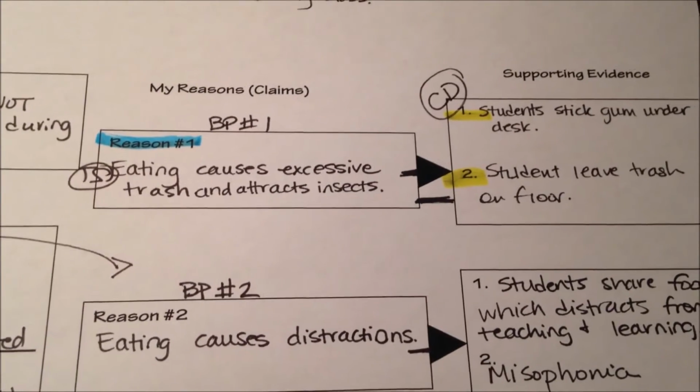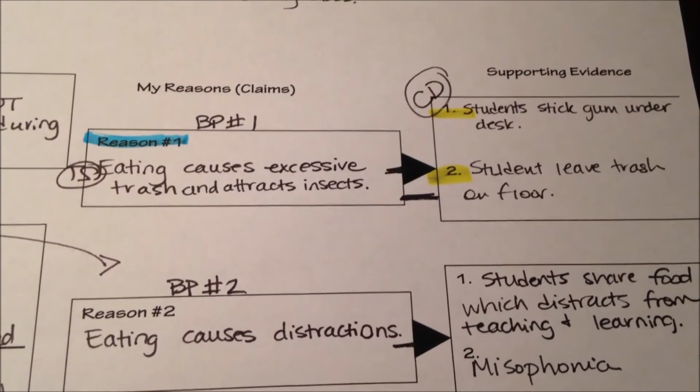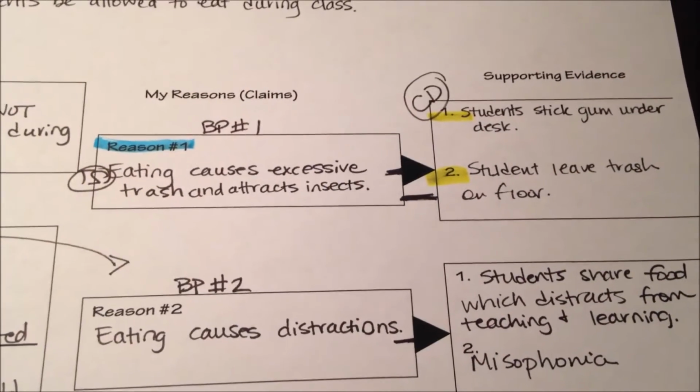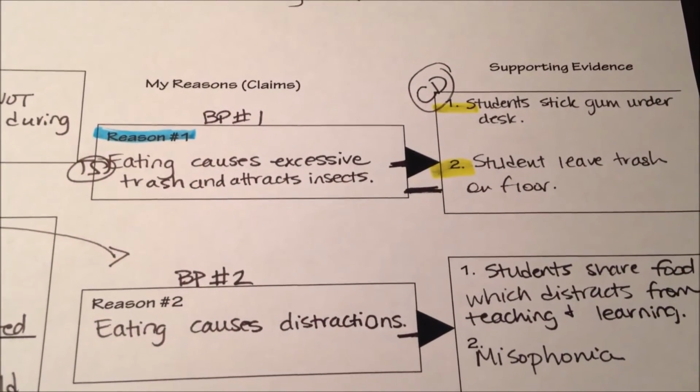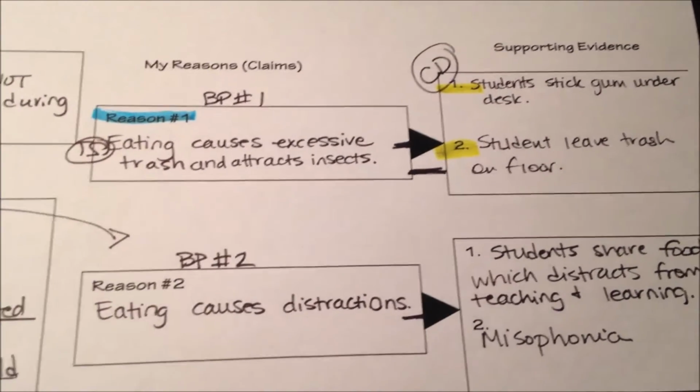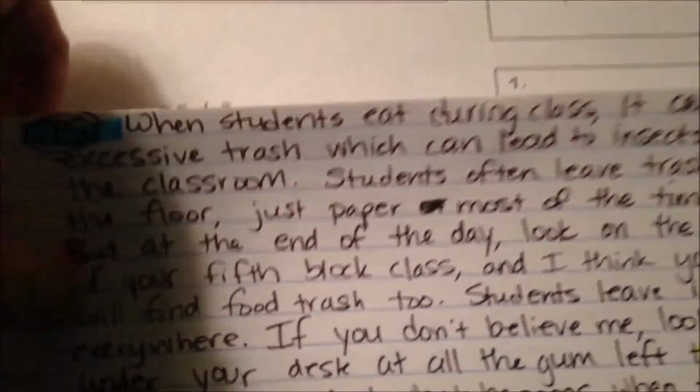All right, so now we're going to talk about how to turn this reason number 1 into a paragraph. So it says eating causes excessive trash and attracts insects. So I started writing a paragraph here.